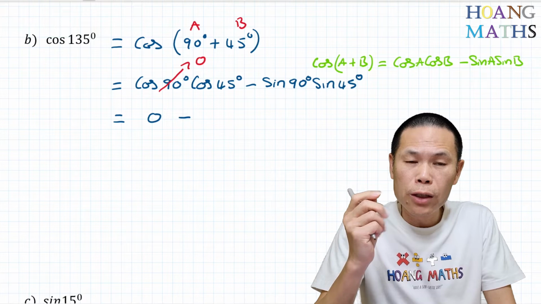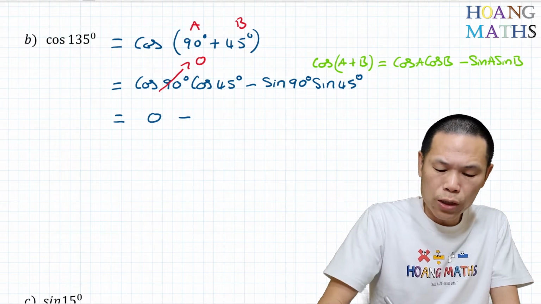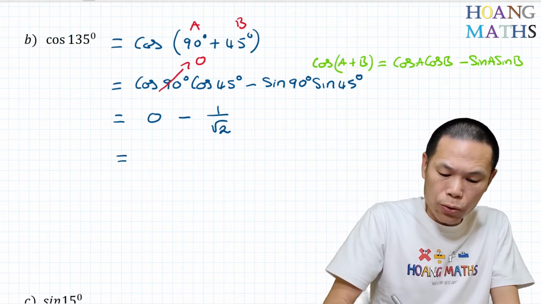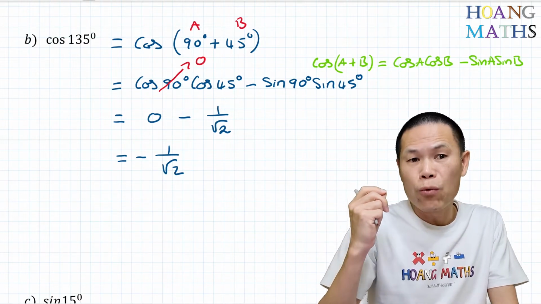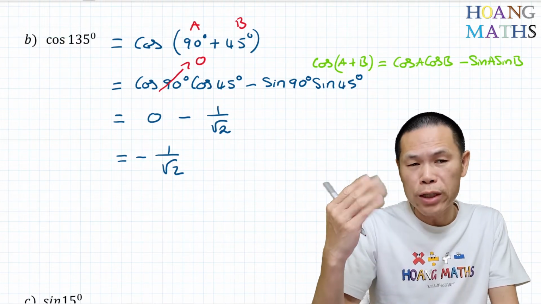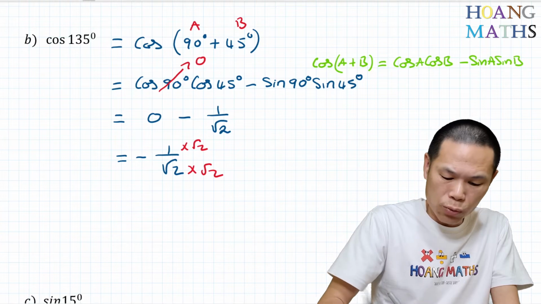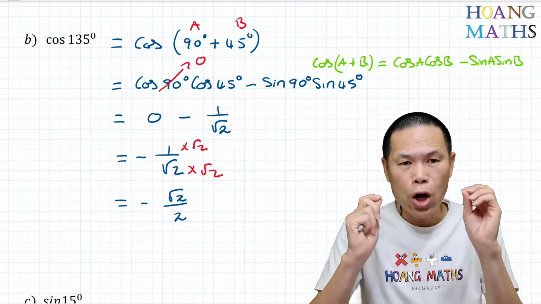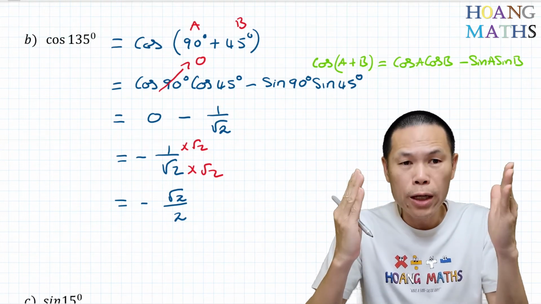Minus sine of 90 degrees, which is 1, and sine of 45 degrees is 1 over root 2. So we just go minus 1 over square root of 2, and that gives me negative 1 over root 2. So there you go. If we want to simplify a bit further, we can rationalize the denominator by multiplying the bottom by root 2. Of course, the numerator we need to multiply by root 2 as well. So this will give me negative square root of 2 over 2. So cos of 135 degrees is equal to negative root 2 over 2, or negative 1 over root 2.